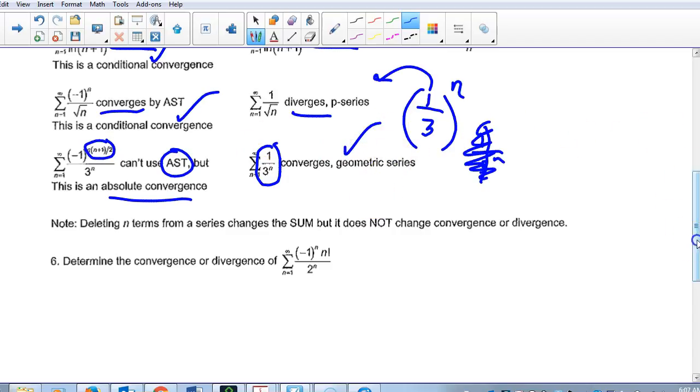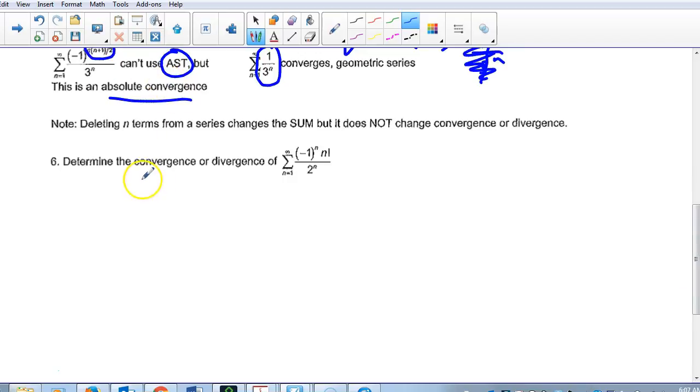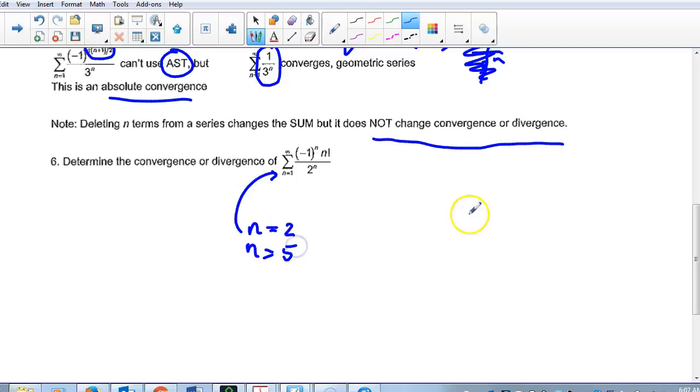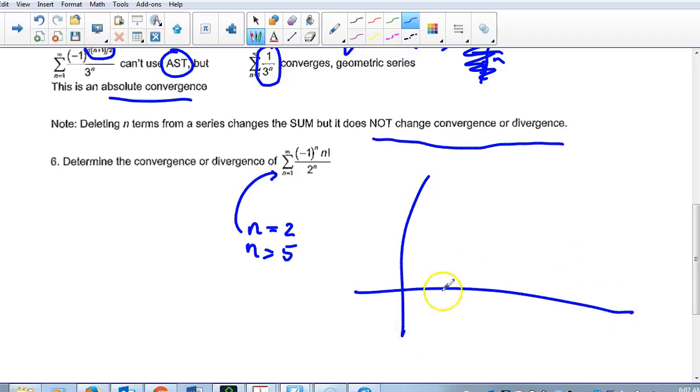One thing I want to point out is deleting n terms. If I start at 1 or 2 or 3, it does not change the convergence. People often ask that. So if this were n equals 2 or n equals 5, it doesn't matter where you start. You're starting here at 5, it's still going to converge or diverge to whatever value it is, even if I don't include the 1.